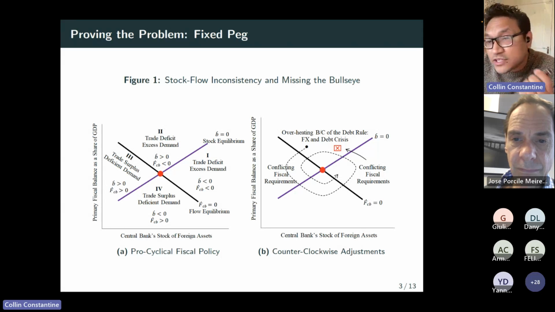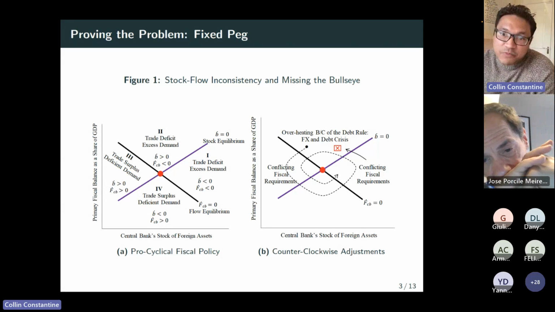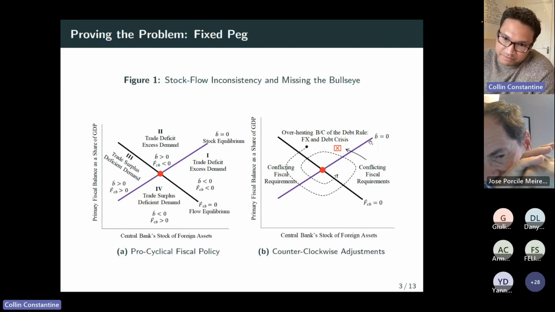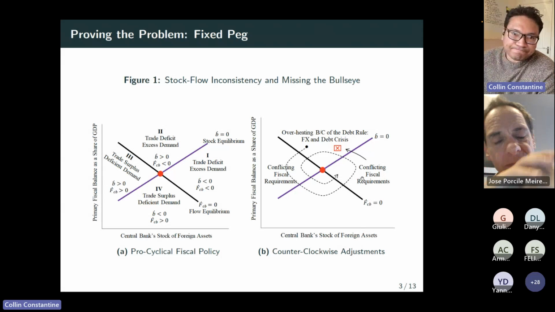Now, if you think in terms of the Tinbergen rule, then we have two different targets, so we need two instruments. I'm going to say more about that at the end. The big point I want to make here is if we have a debt targeting fiscal rule trying to be placed on the purple line, for example, and we ignore flow equilibrium, then we're going to miss our target.